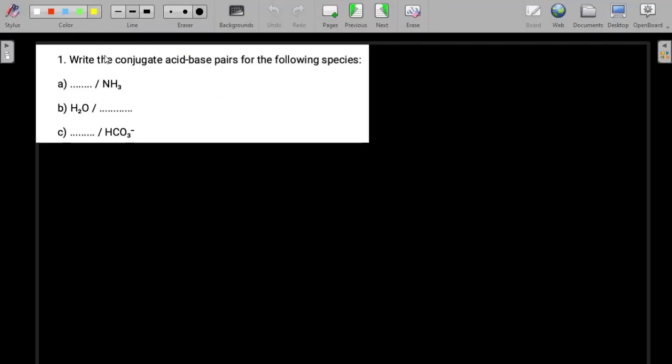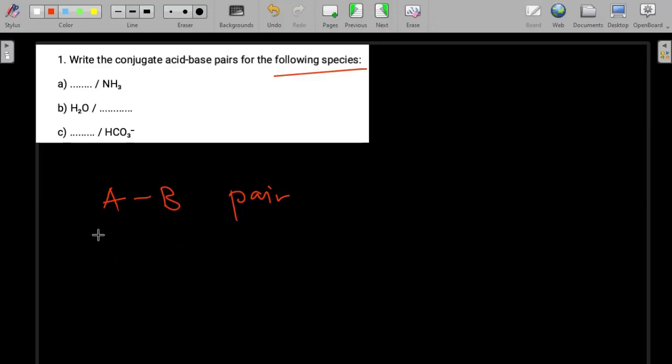Question 1, they're saying write the conjugate acid-base pairs of the following species. So a conjugate acid-base pair, okay? This A is the acid, the B is the base. A conjugate acid-base pair consists of 2 species that differ by 1 proton.